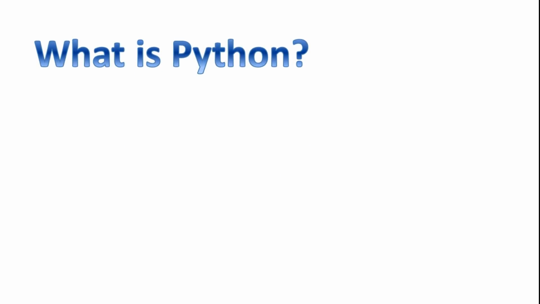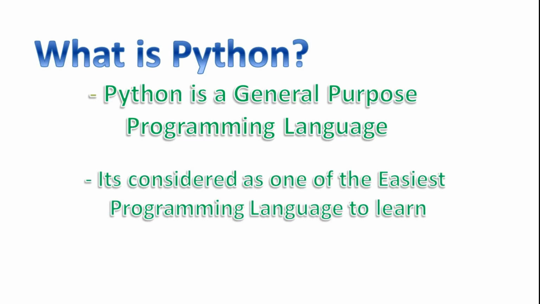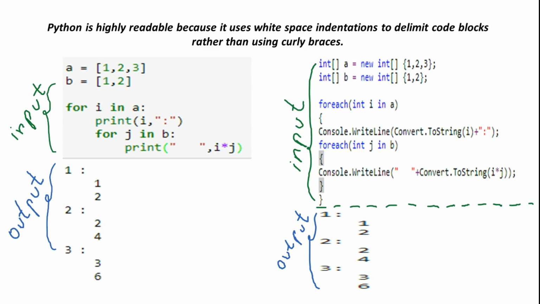Now what is Python? Python is a general purpose programming language. It's also considered as one of the easiest programming languages to learn. Now, Python is highly readable because it uses white space indentations to delimit the code blocks rather than using curly braces. Now here is an example of what I'm trying to say.